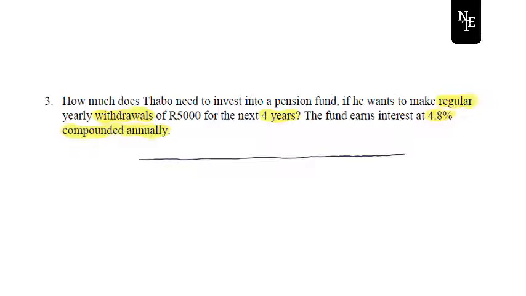Then what he's expecting the pension fund to be able to do is that at the end of each year, for the next 4 years, he wants to be able to withdraw 5,000 Rand from that account. So what we now need to do is, very unusually, calculate how much he needs to invest, so the money that he needs to put in over here at T0. Okay, so we can set up our number line as follows.